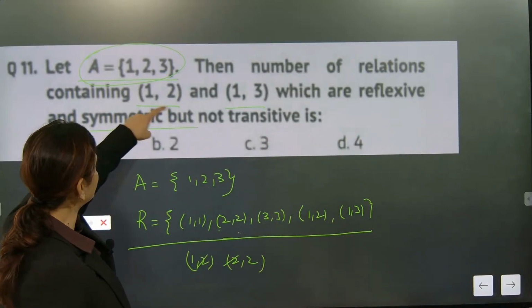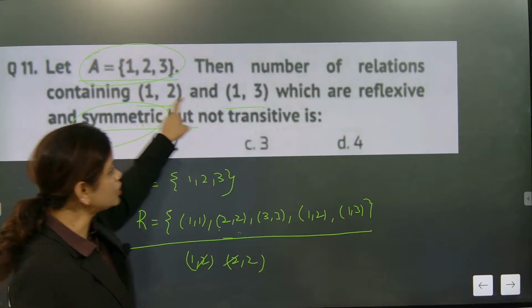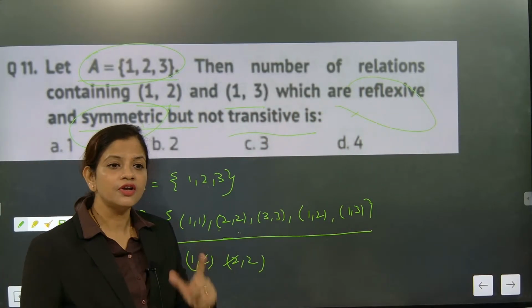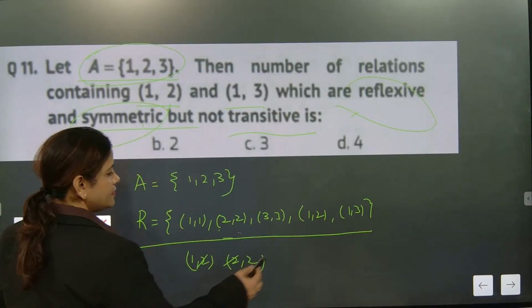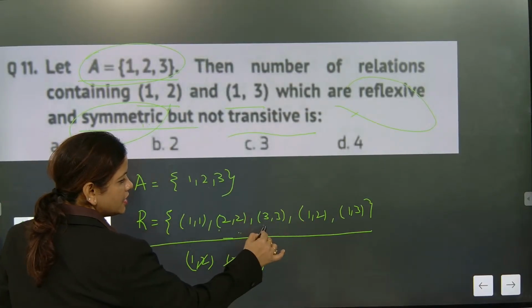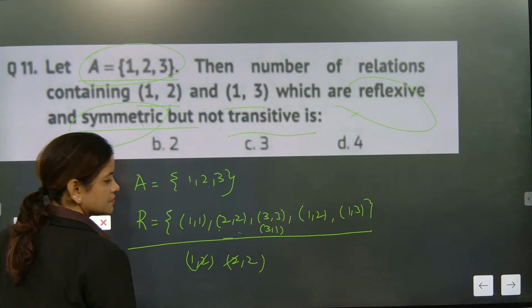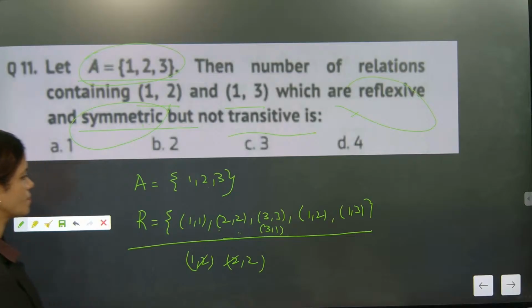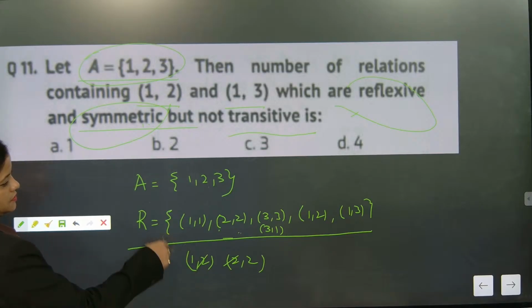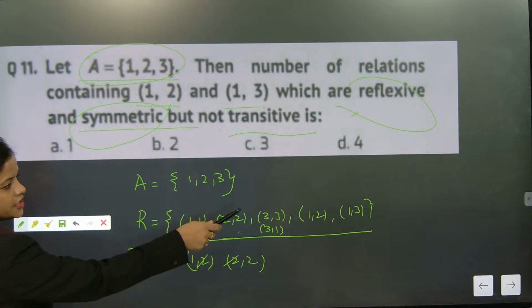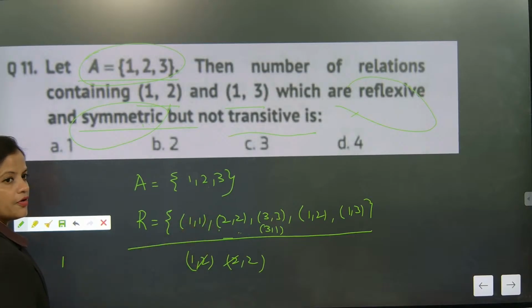It is symmetric, 100%. It is also reflexive, but it is transitive also. We have to remove the word transitive. So can I write here? Any element can I add? Can I add 3, 1? Then is it going to be transitive? Check nicely. 1, 3, 3, 1 is coming means transitive is coming 100%.